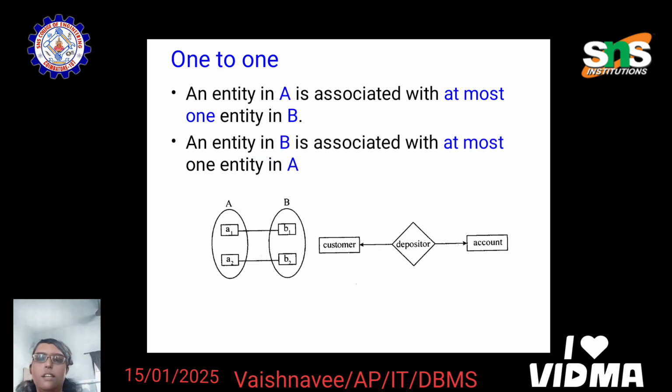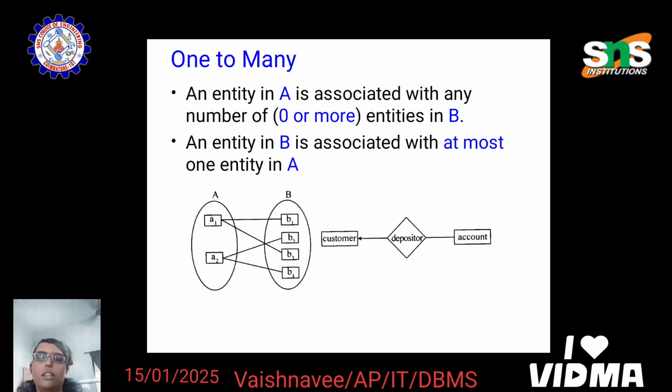There are one-to-one, one-to-many, many-to-one, and many-to-many. When it comes to one-to-one relationship, an entity in A is associated with at most one entity in B, and an entity in B is associated with at most one entity in A. For example, customer depositor account. One to many: an entity in A is associated with any number of zero or more entities in B, and an entity in B is associated with at most one entity in A.